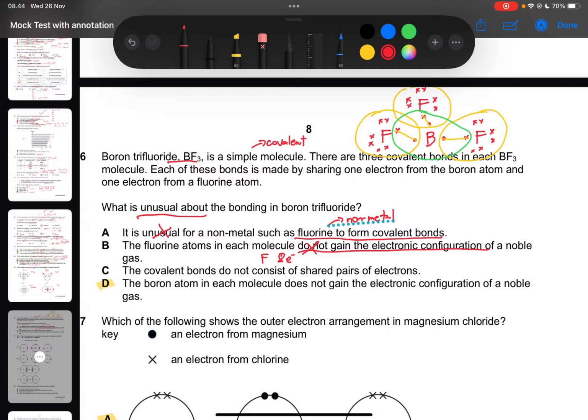Letter C. The covalent bonds do not consist of shared pairs of electrons. This is also incorrect because that's the main difference between covalent and ionic. In ionic, they transfer the electrons, while in covalent, they share pairs of electrons. And letter D, the boron atom in each molecule does not gain the electronic configuration of the noble gas. So this one is our correct statement because our boron has only 6 electrons in its shell after the sharing.